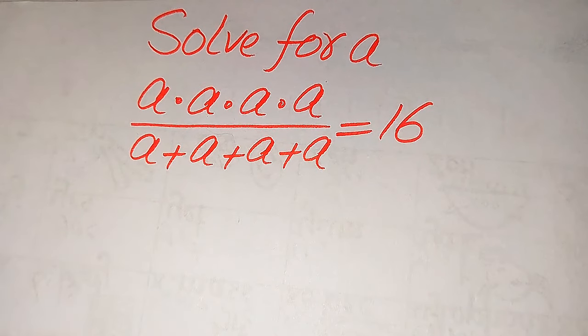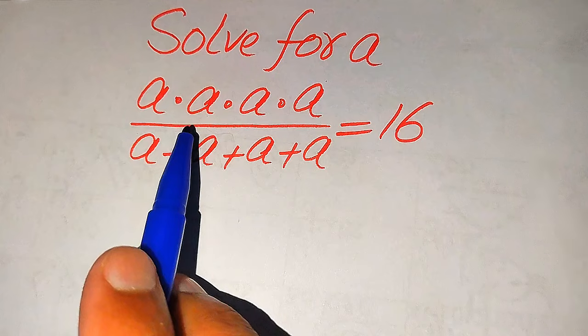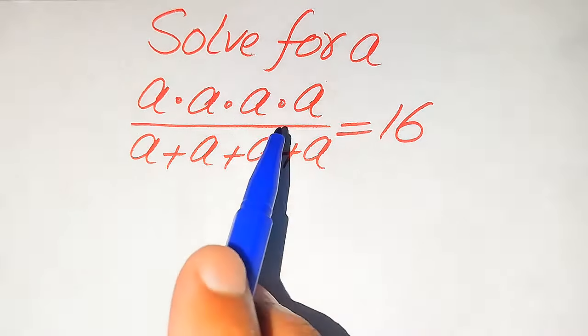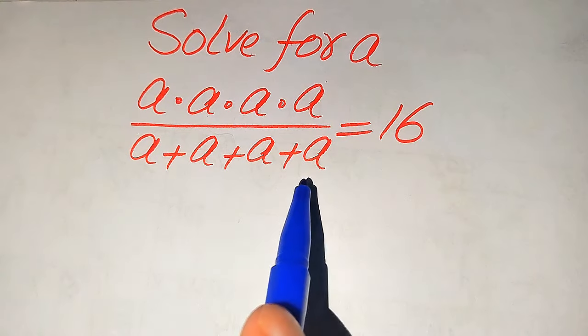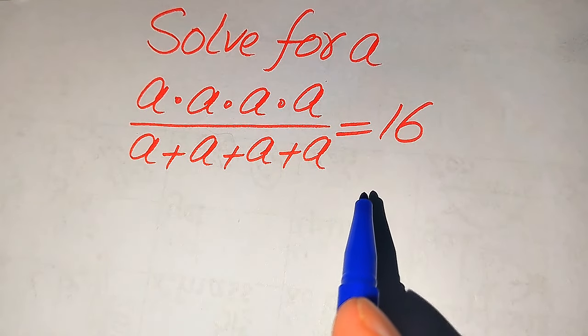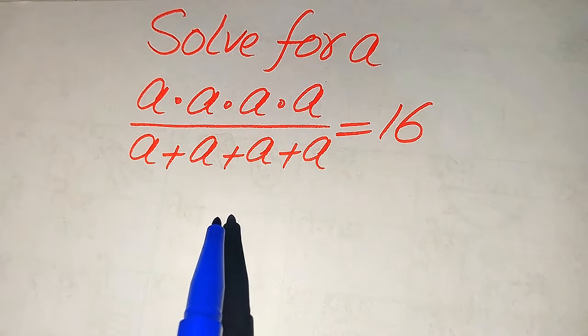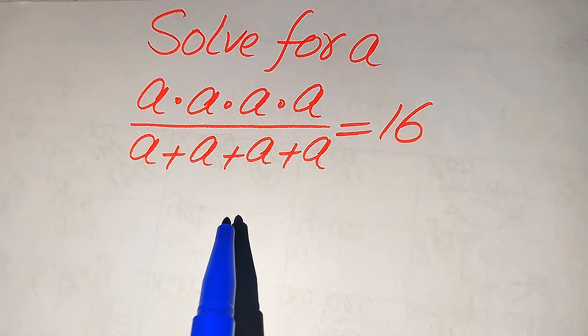Hello everyone, how to solve this problem for the values of a if we have a multiplied by a multiplied by a divided by a plus a plus a plus a is equal to 16, and we solve this problem for all the values of a. So here we need to find all the roots of this equation.